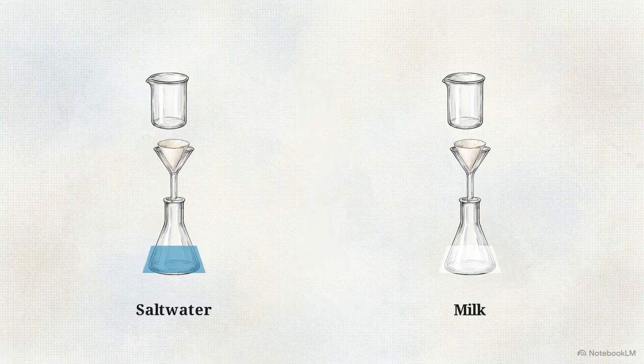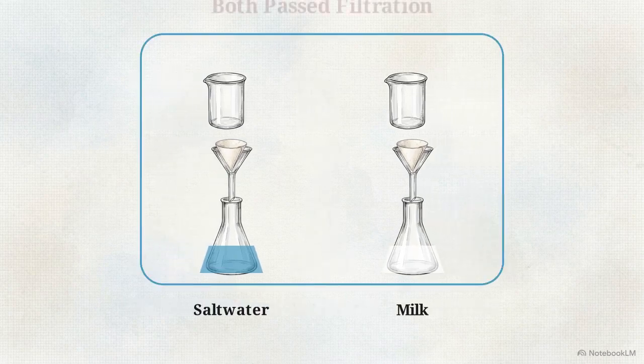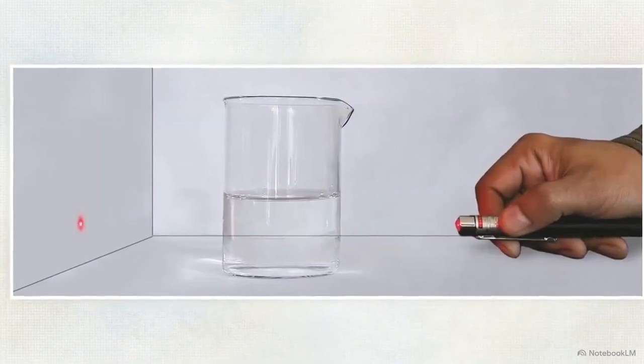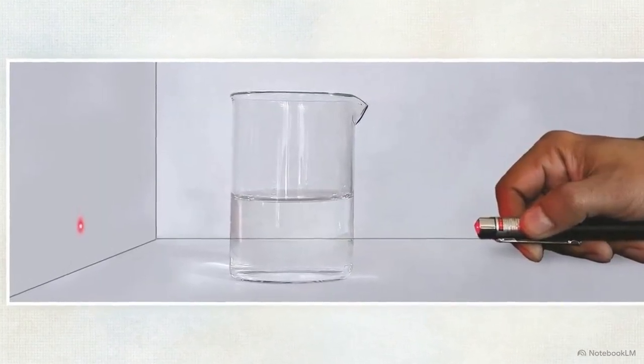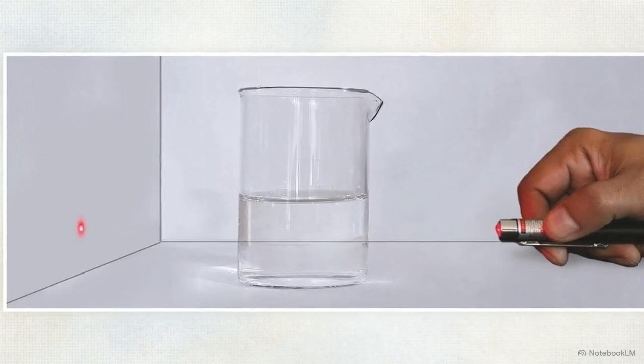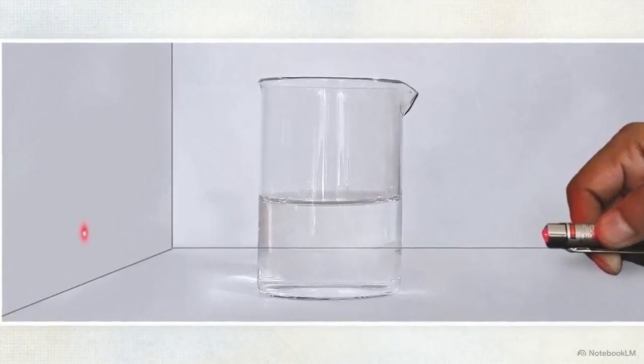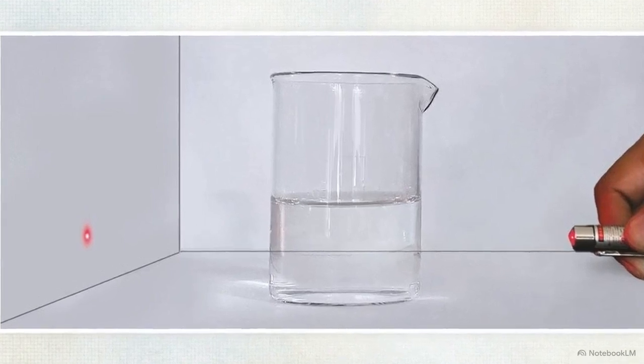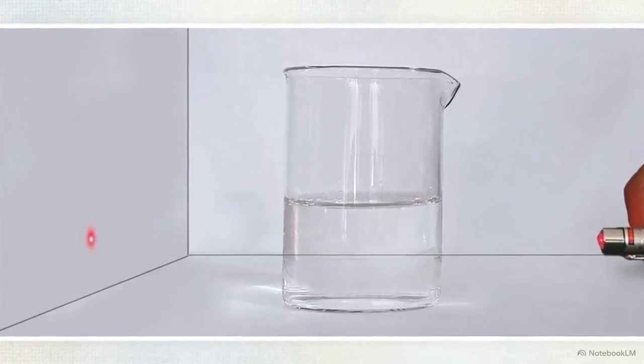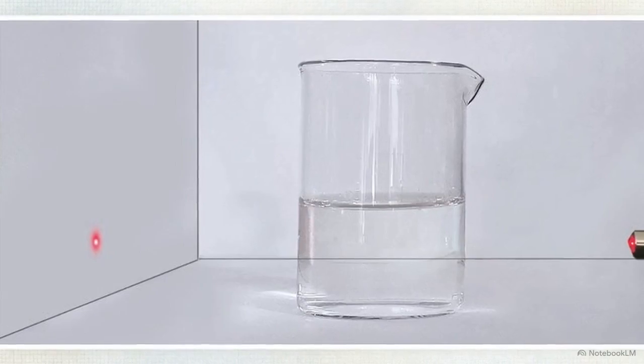Since the milk leaves no residue, you might assume it's a perfectly uniform solution, just like the salt water. To find out, we need a laser. This photograph shows a true solution, salt water. Notice how the laser beam is completely invisible inside the glass. The salt particles are so incredibly small that the light passes right by them without hitting anything.